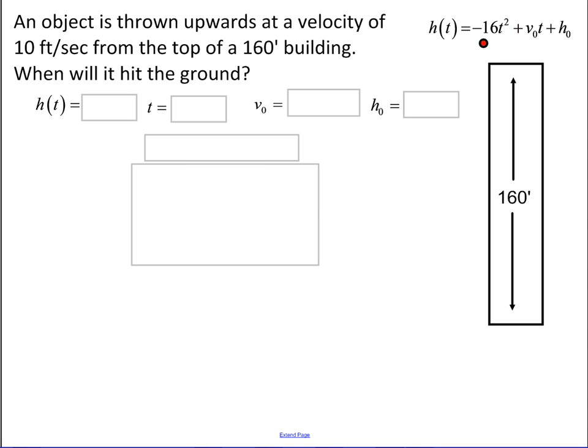Again, another very similar problem. An object is thrown upwards at a velocity of 10 feet per second from the top of a building. When will it hit the ground? So this time, the ball started at the top of the building, was thrown upwards, and then came down.